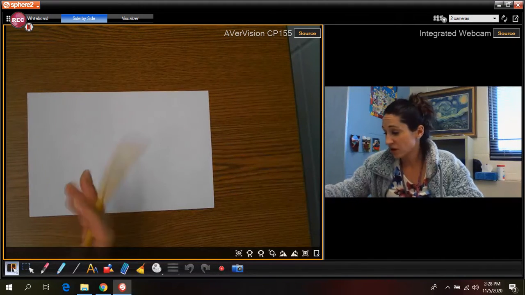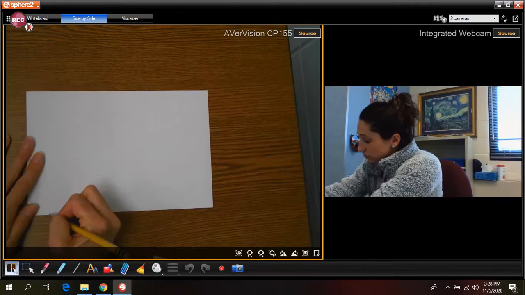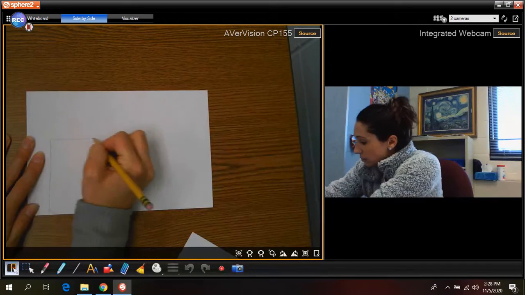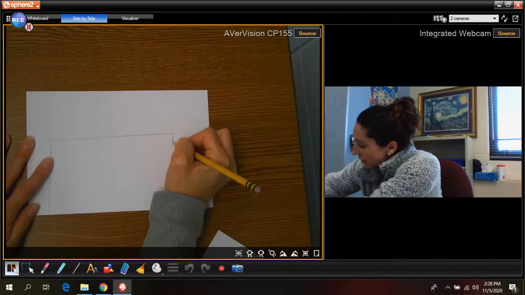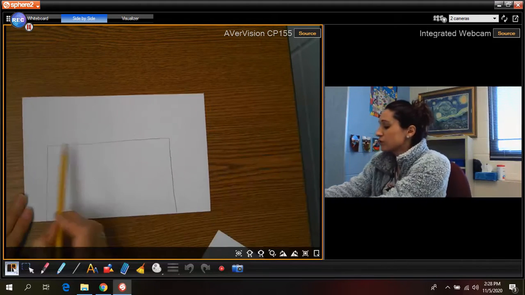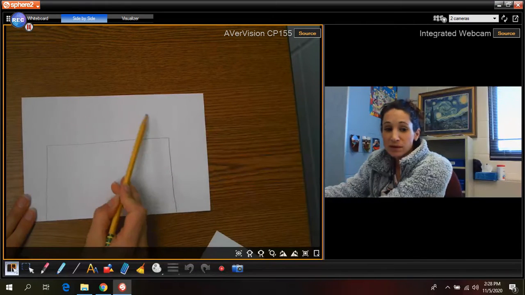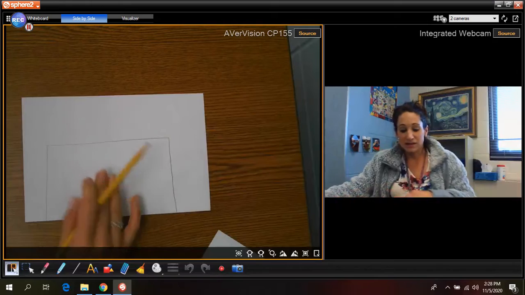So how I would start is I would start by just drawing probably a rectangle. Let's do my example this way just to show you something different. I would probably start with a rectangle and then add on from there. So you could do a triangular roof. You could do a dome roof, which would be a rounded half circle. There's lots of different things you could do.